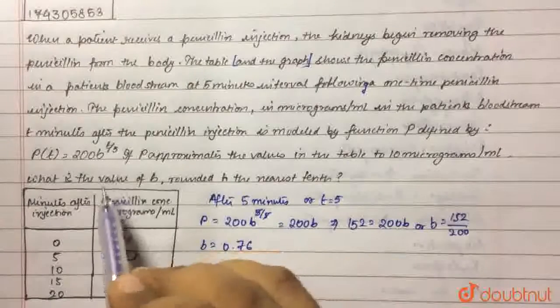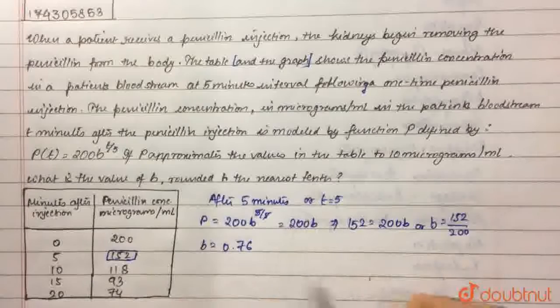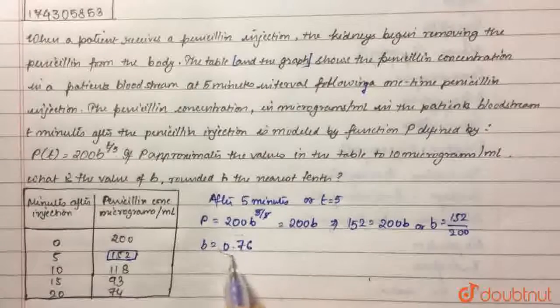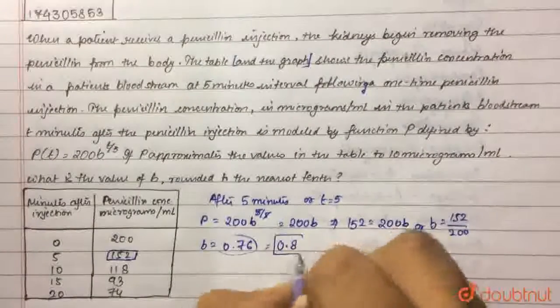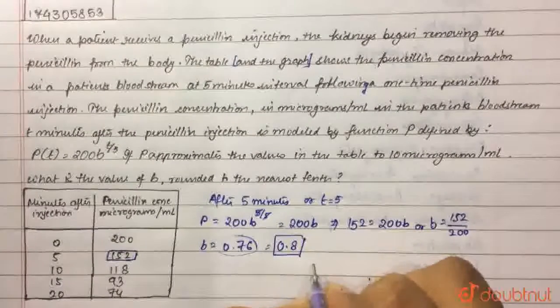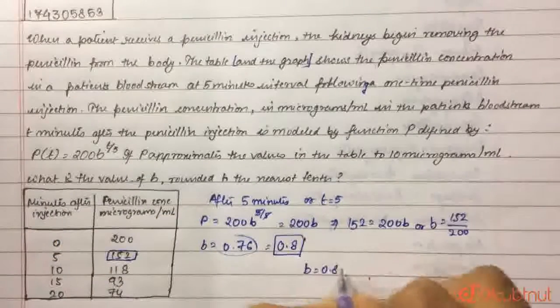But we have been asked, what is the value of b rounded to the nearest tenth, right? So this is not rounded to the nearest tenth. If you round this to the nearest tenth, it will be 0.8. So that is the answer to this question. So the value of b is 0.8.